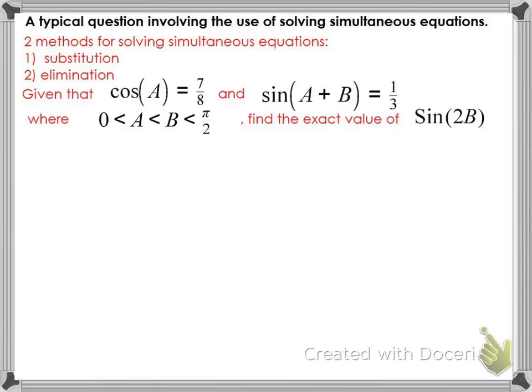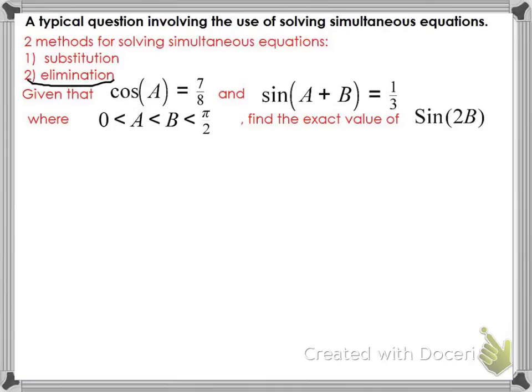Let's look at another problem. This type is going to involve the use of solving simultaneous equations. Now this is going to be quite interesting. So, two methods for solving simultaneous equations are the substitution method or the elimination method. For this problem we're going to be solving using an elimination method.